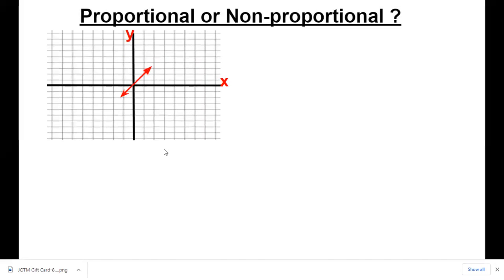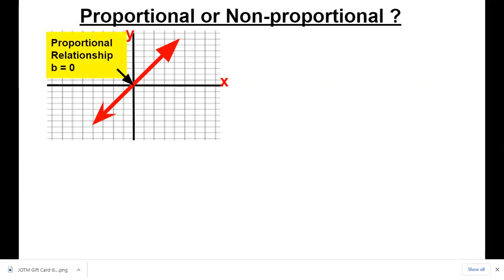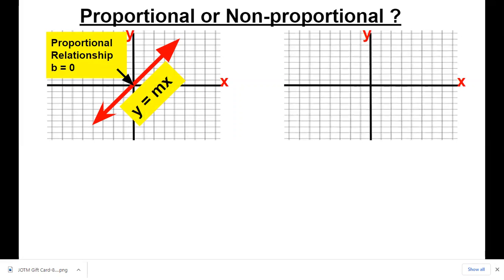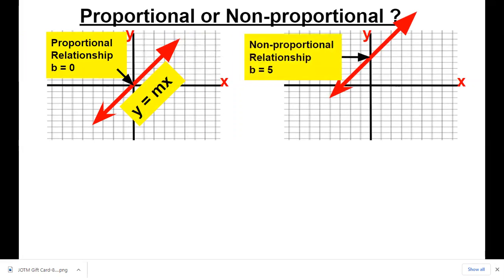Okay. Is that a proportional relationship or a non-proportional relationship? Exactly. It's going through 0, 0. Your b is equal to 0. It's a proportional relationship. y equals mx. Proportional or non-proportional relationship? Non-proportional. It does not go through 0, 0. b is equal to 5. y equals mx plus b. In this case, it would be y equals mx plus 5. It's your y-intercept.